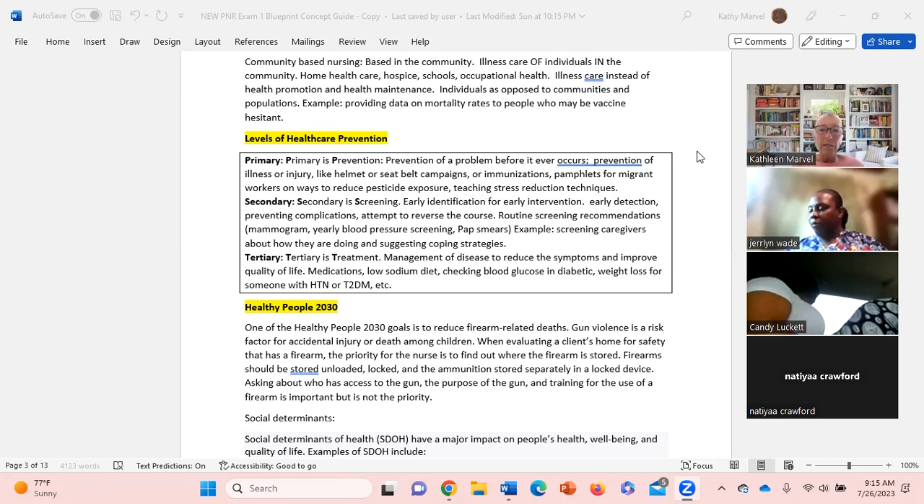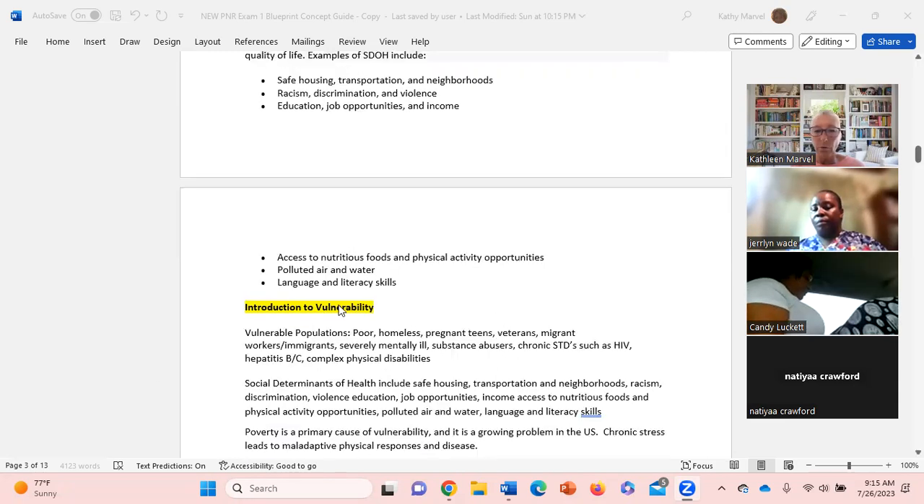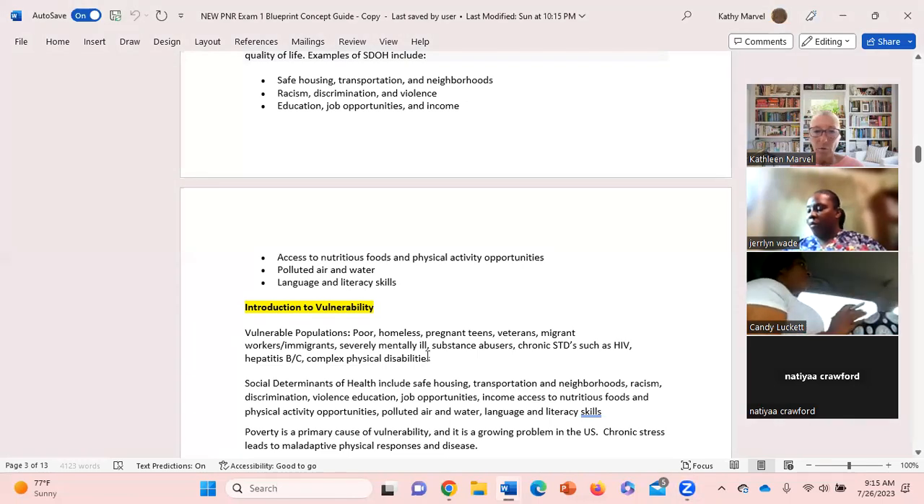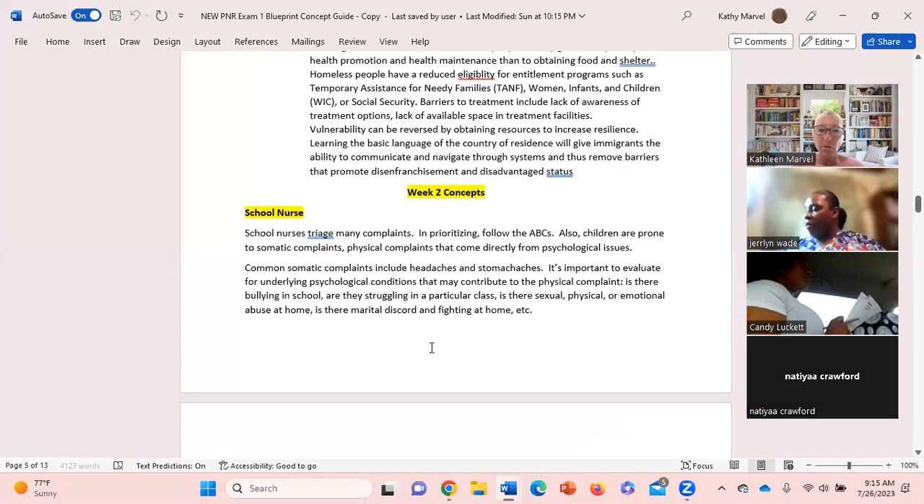If you have any issues with, say, introduction to vulnerability, you don't understand something, go back to your week 1 notes on introduction to vulnerability and read that whole section. This is a summary. Does that make sense? If you have any questions on the school nurse, let's say you read this section on the school nurse and you think, not quite sure I understand this, go back to week 2 and read your concept notes.